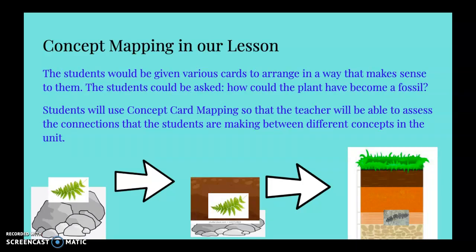So in our particular lesson, they would be given various cards to arrange in a way that makes sense to them. The students could be asked specific questions like, how could the plant have become a fossil, or just to understand different relationships between the steps of fossilization. So the students will use concept card mapping, so the teacher will be able to assess the connections that the students are making between different concepts in the unit.